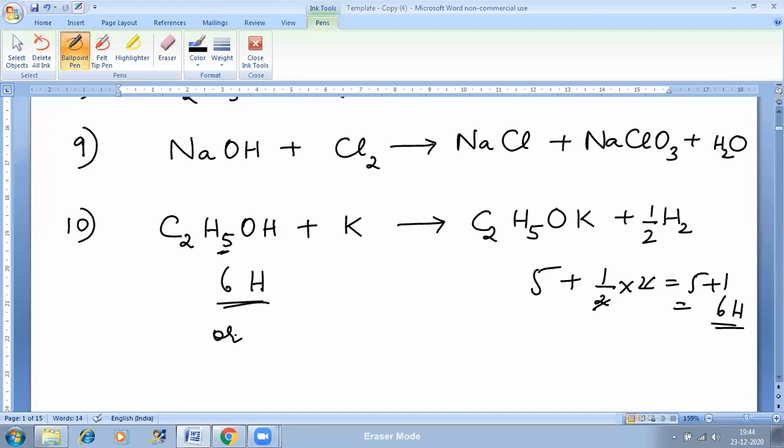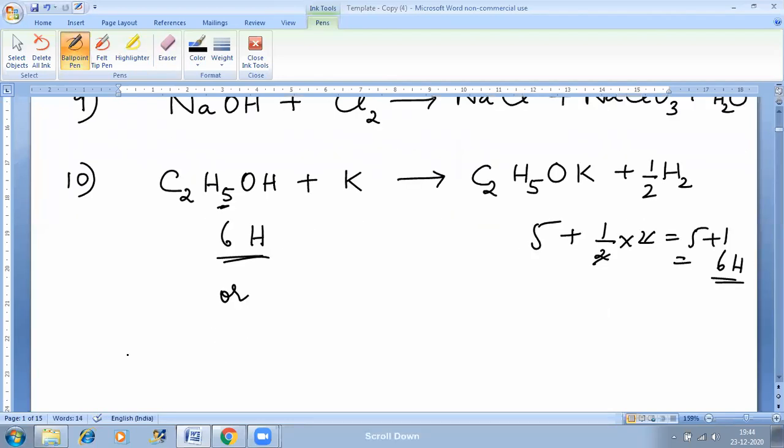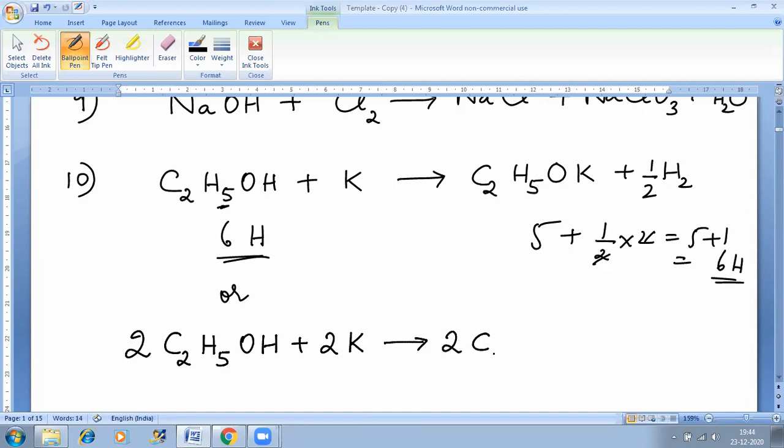Or if you don't want to keep that half, you can multiply the entire equation by 2. If I multiply the entire equation by 2, I'll get this. The entire equation has been multiplied by 2. Now I get this. This is also correct, this is also correct. Both are fine.